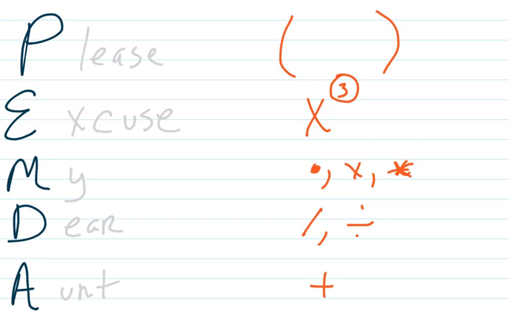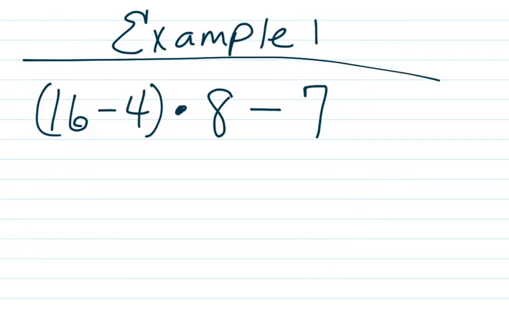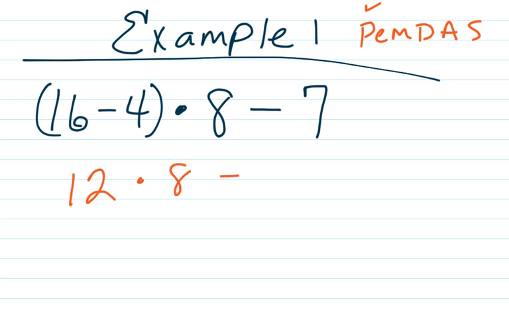So now let's look at some examples. This first example, we have 16 minus 4, in parentheses, times 8 minus 7. So you remember, we write down PEMDAS, P-E-M-D-A-S. The first thing we need to do is solve whatever is in parentheses. So we're going to check that off. 16 minus 4 is 12. So now we have 12 times 8 minus 7.